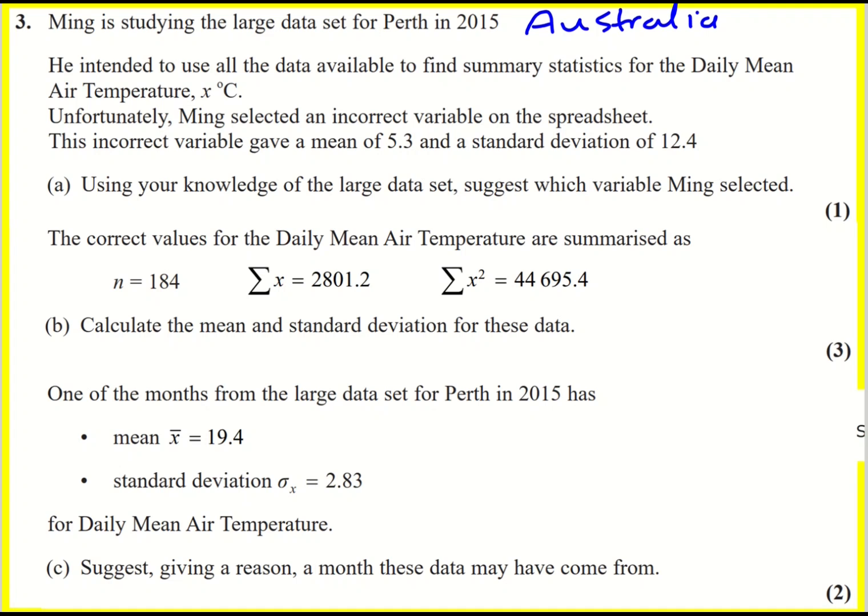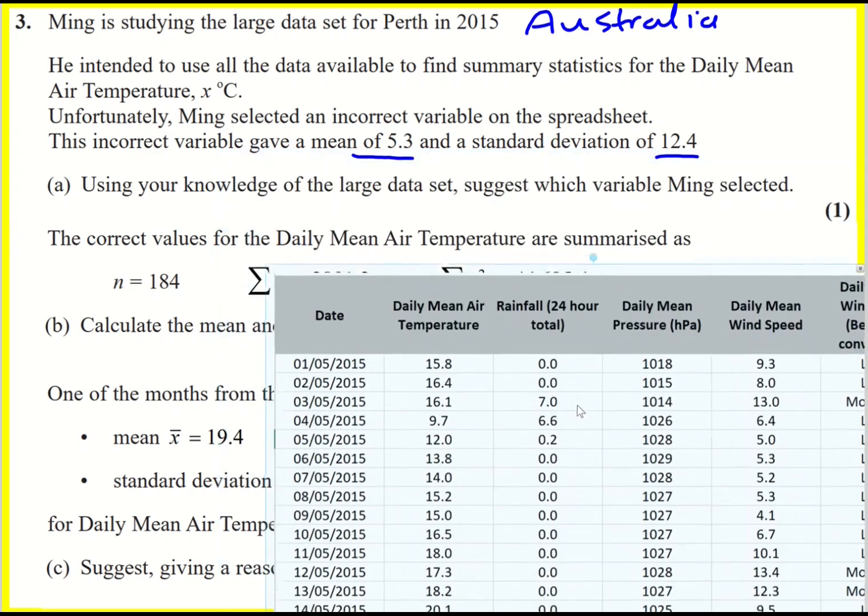he actually selected an incorrect variable, and this gave a mean of 5.3 and standard deviation of 12.4. Use our knowledge of the large data set to suggest which variable Ming selected. So this requires you to study the large data set and be familiar with the different things that were measured. And the answer is that it's the rainfall.